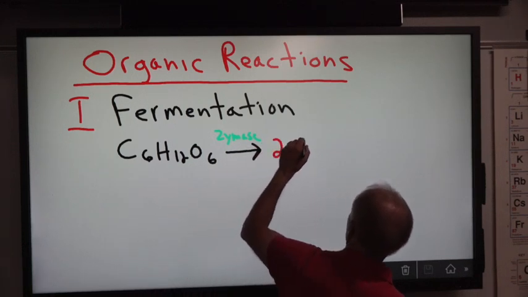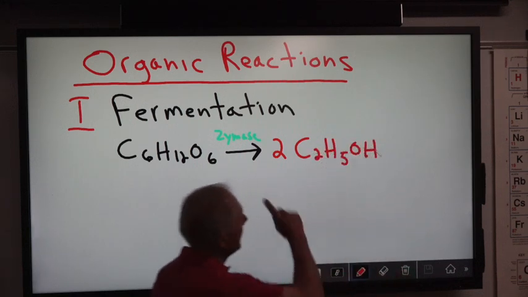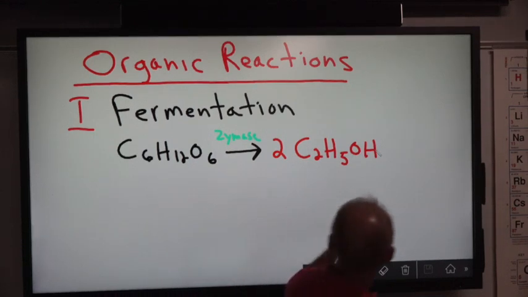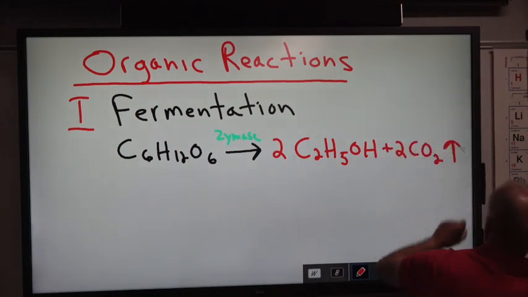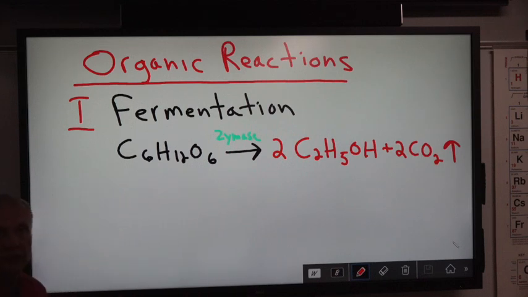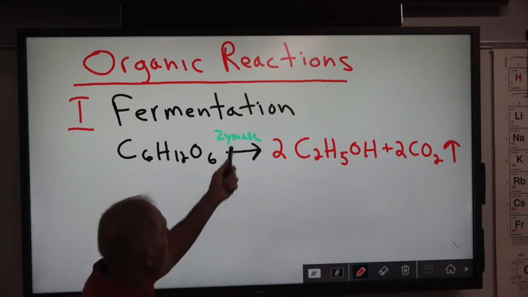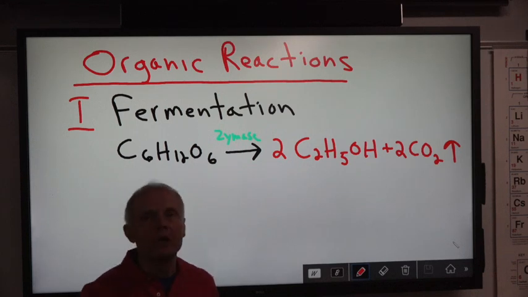2 molecules of C2H5OH. So that is the main product, that's ethanol. And then we get CO2 gas given off. So that's fermentation, and we've already done it. So simple sugar, that's glucose, a little bit of yeast, zymase, 2 molecules of ethanol, which is the real alcohol, and then CO2, gas given off. All right, that's fermentation. We've already done that.